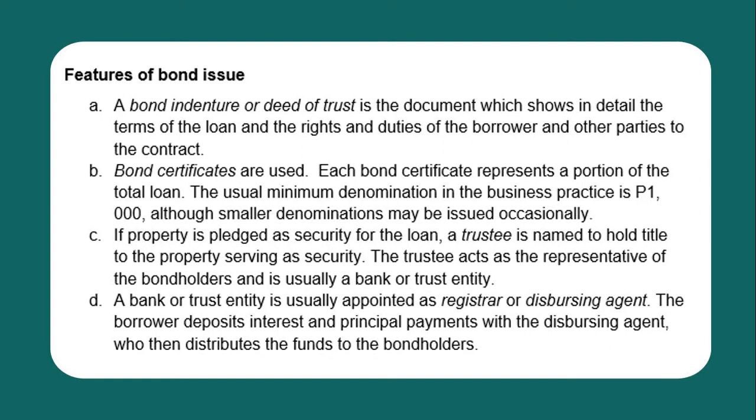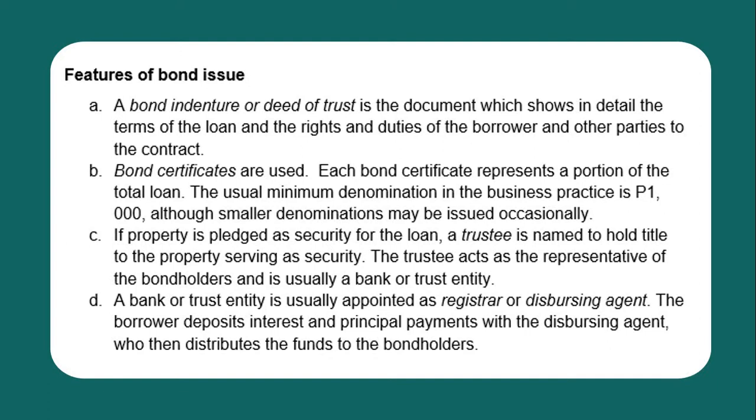If property is pledged as a security for the loan, a trustee is named to hold title to the property serving as security. The trustee acts as the representative of the bondholder and is usually a bank or trust entity. So, if there is a property that is pledged, there will be an assigned trustee who will manage the securities of the bondholder.